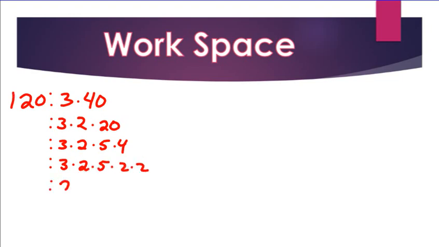So our answer would be 2 times 2 times 2 times 3 times 5. And we can always check our answer. 2 times 2 times 2 is 8. 8 times 5 is 40. 40 times 3 is 120. So that would be our answer using method 1.